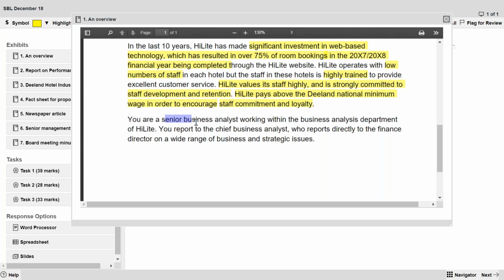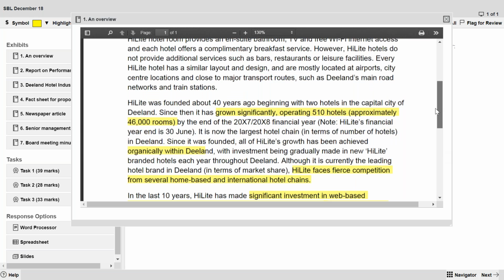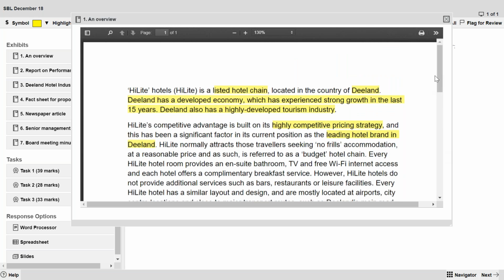Now you are a senior business analyst. This is my role. Working with the business analysis department of Highlight, you report to the chief business analyst, who reports directly to the finance director, and a wide range of officers. So now, because we are just doing SFA question, I'm looking for some basic information about home country. I'm more interested in some negative information or some challenges. I'm looking for target country, I'm looking for target company, and then human resource, financial resource. So listed hotel chain, we all know DLand is a developed economy.